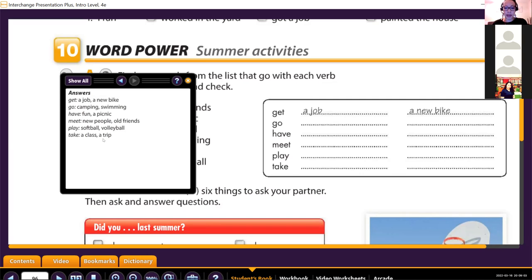For example, if someone asks you, what did you do last summer? Can you use some of these activities to describe what you did in the last summer? So you may say, oh, last summer I, but we need to translate this into past. So I say, I took a trip. I met old friends. I had fun with them and we went swimming. What about you? Did you do any of these activities last summer?